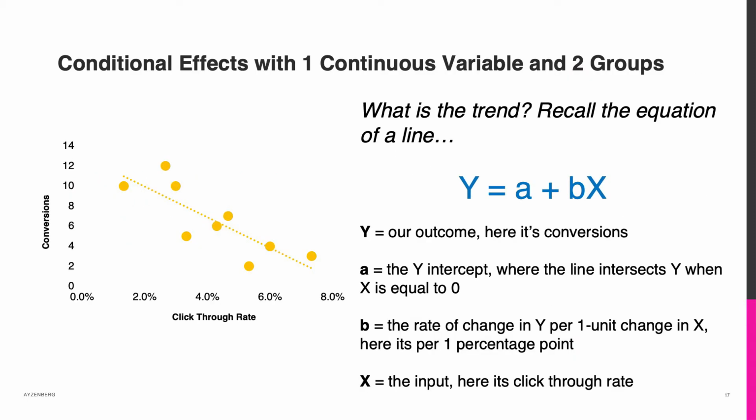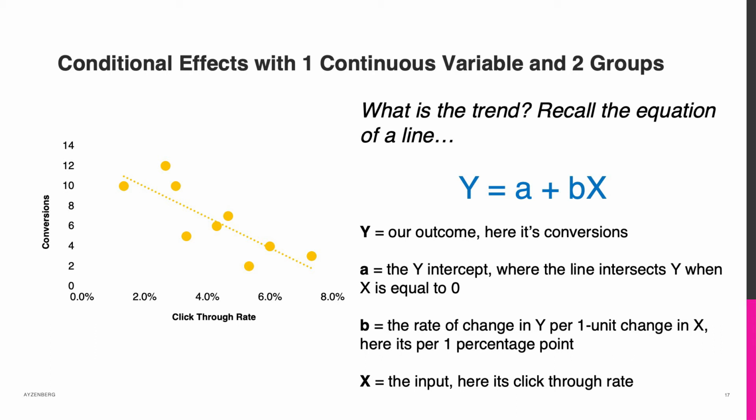Let's quickly review a simple linear regression. The equation of a line is given as y equals a plus bx, where y is our outcome variable, here it's conversions, and this should always be plotted on the y-axis. A is the y-intercept. This is where the line intersects the y-axis. And b, or beta coefficient, is the rate of change or slope of the line. This is how much y changes per 1 unit change of x.